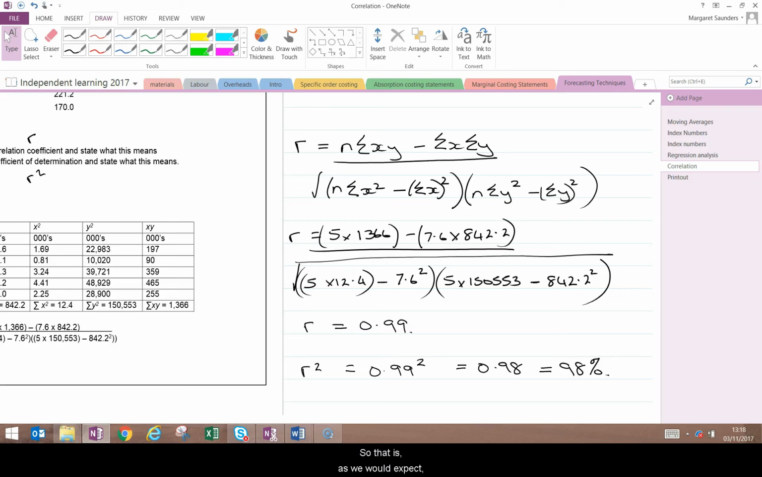So that is as we would expect, given that r calculated to 0.99, indicating a very strong relationship between advertising and sales. So we would expect that the changes in our sales are, on the whole, due to the changes in the advertising. So that is your calculations for regression, correlation, and the coefficient of determination. And that brings us to the end of this recording.